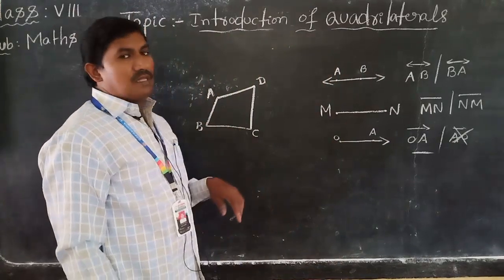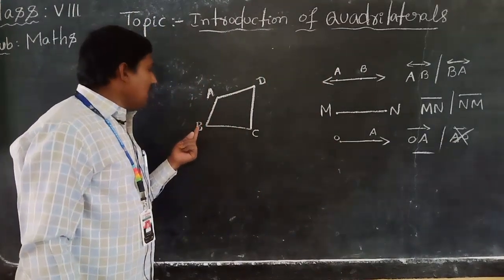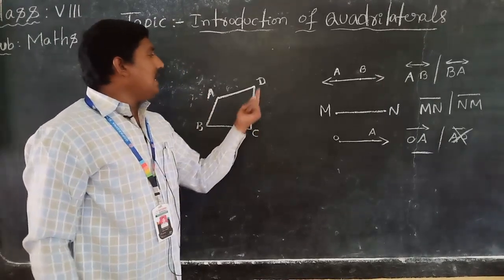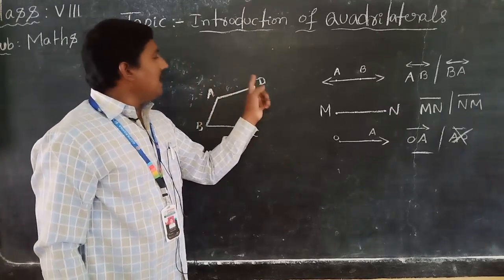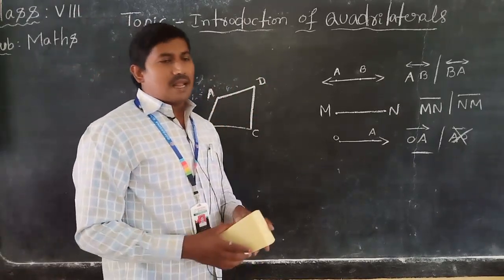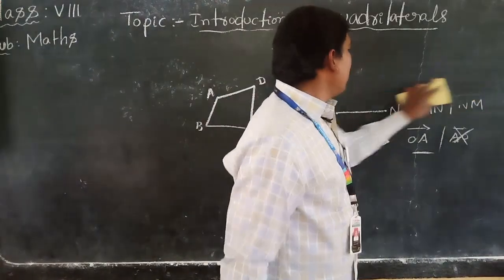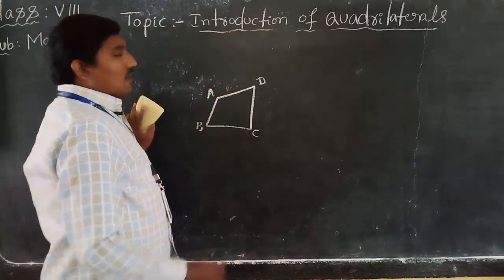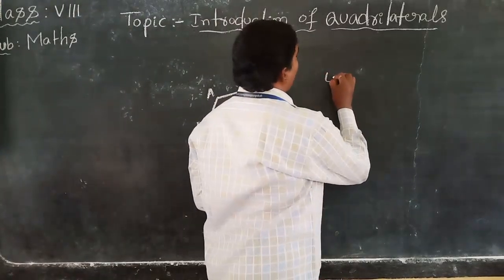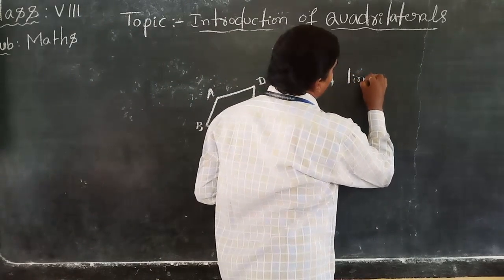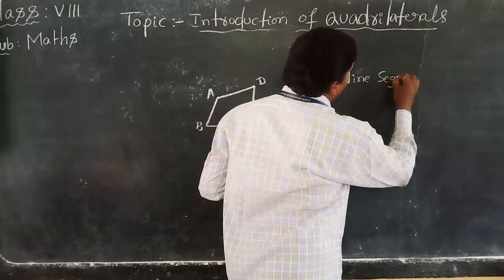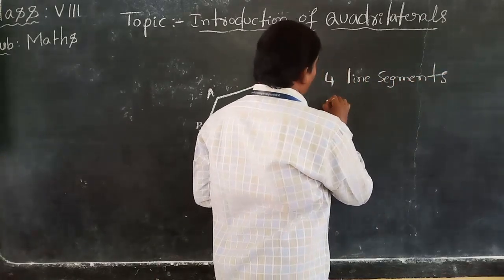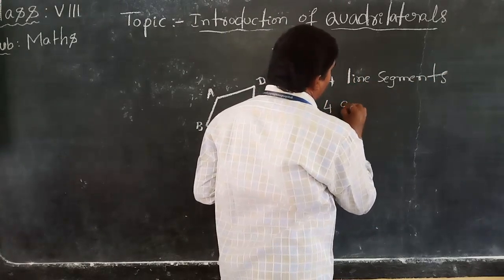So here, AB line segment or BA line segment, both are possible. BC or CB, CD or DC, AD or DA for line segments and lines. Next, in a quadrilateral, 4 line segments are there. Okay, next, 4 angles.